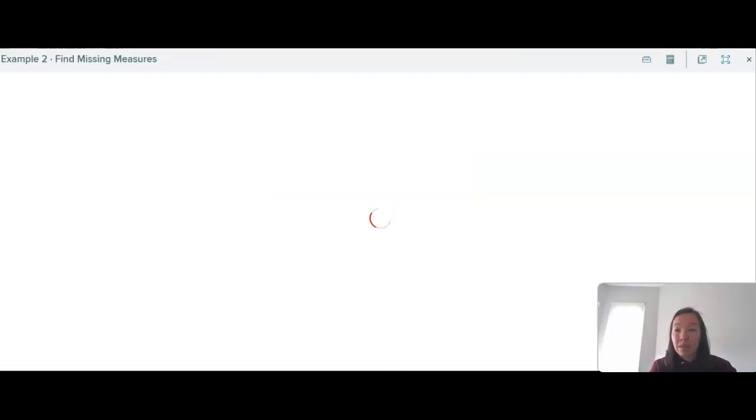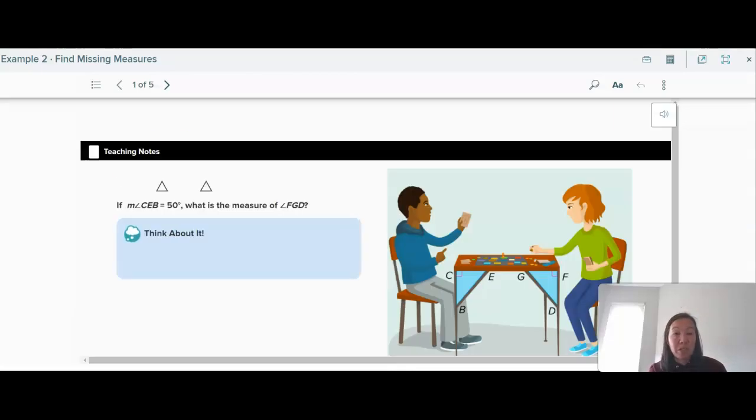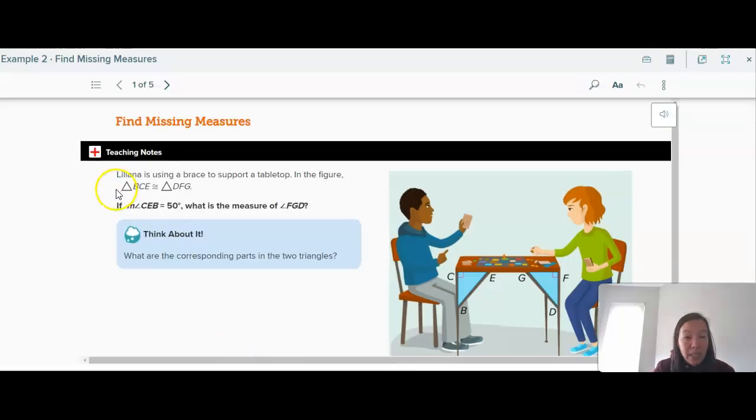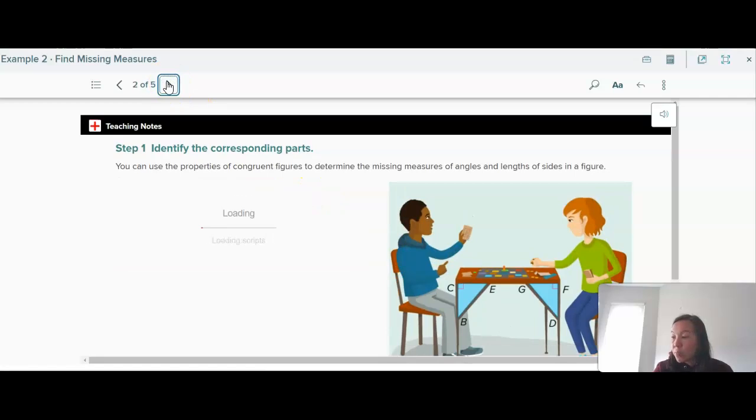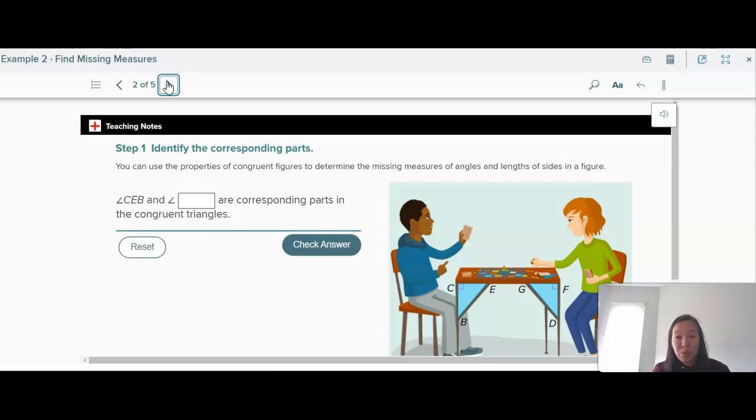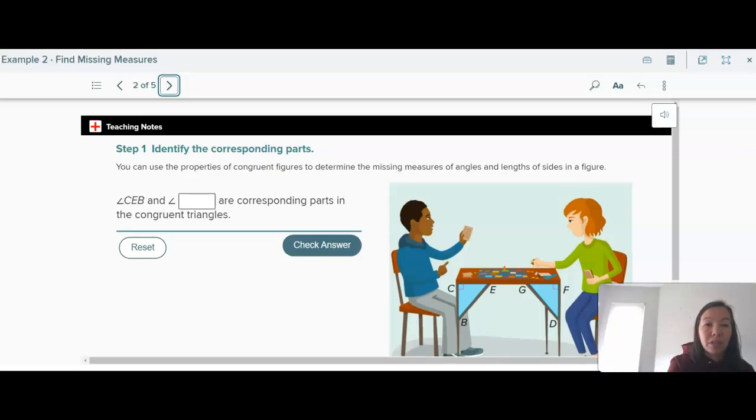Then you can use congruence to find missing measures as well. In this case, we have two congruent triangles, and we have a measure of one triangle. We want to find a measure of an angle in another triangle. Let's look at this and draw it out. It might be helpful, just for the sake of visualizing and not getting too confused.